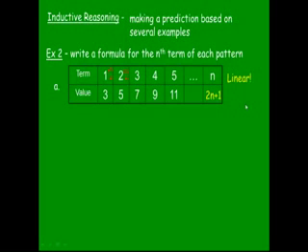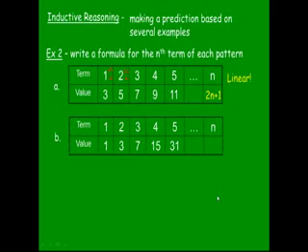That is a linear pattern because these go up by 1 every time, and these go up by 2 every time. And so you can look here, this looks like a straight line. Hopefully you remember y equals mx plus b. That's a linear pattern. All right, let's see what else we can do.